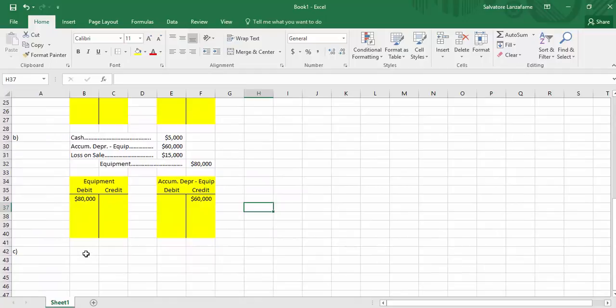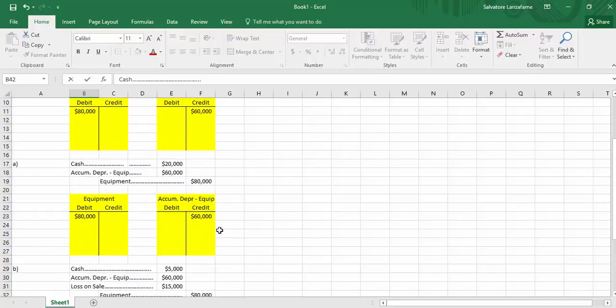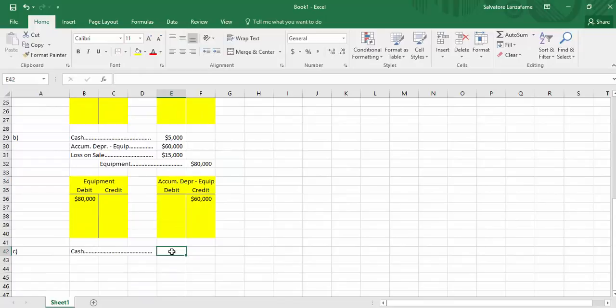So scenario C, we're going to debit cash. And how much are we going to debit it for? Well, what do we get for it? We got 30,000. So we're going to debit it for $30,000. Remember, the accumulated depreciation has to come off the books. So no matter what the scenario is, the depreciation account has to come off the books and the asset has to come off the books. So the accumulated depreciation has to come off at 60.